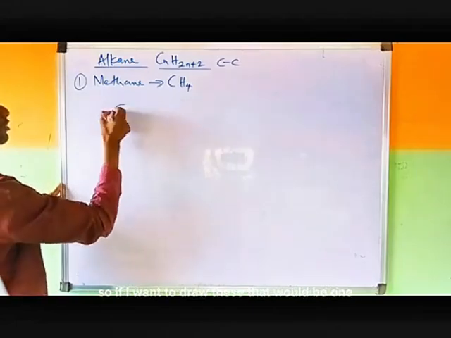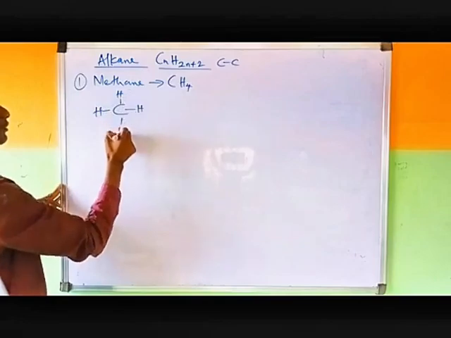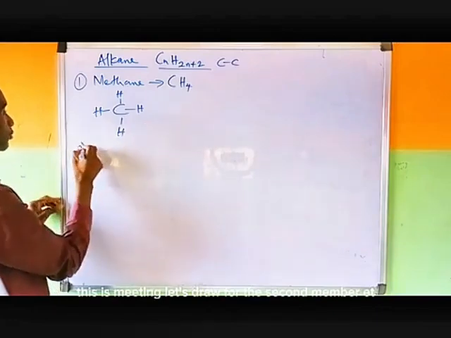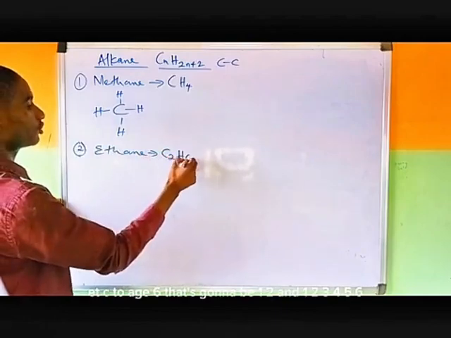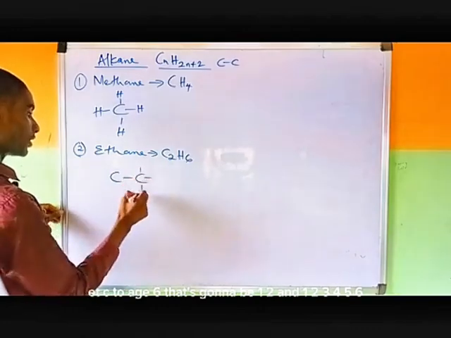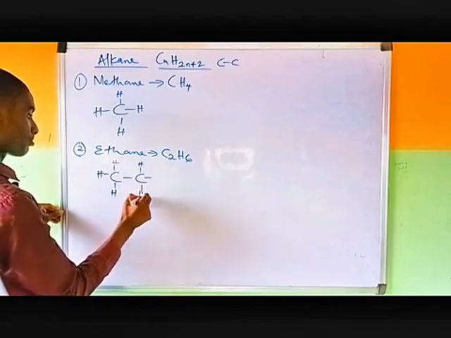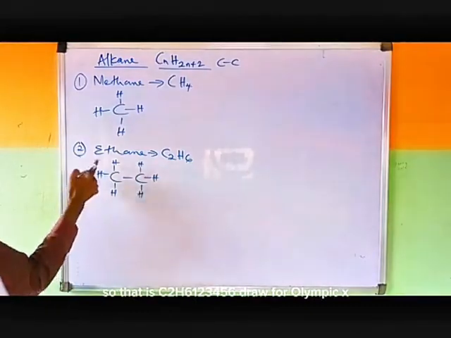So if I want to draw this down, it will be 1. So this is methane, CH4. Let's draw the second member, ethane. Ethane is C2H6. That's going to be 1, 2, then 1, 2, 3, 4, 5, 6. So that is C2H6.